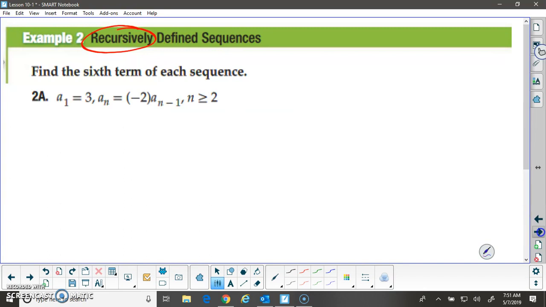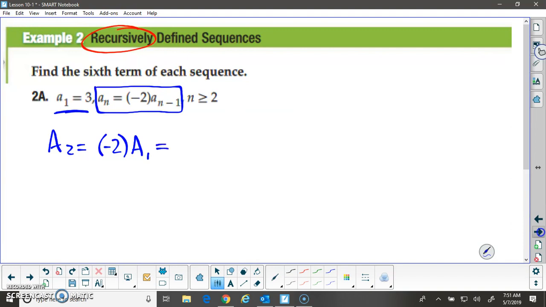Okay, so this formula is going to be a little bit different than the ones I showed you in the previous examples. The directions here say find the 6th term of each sequence. It gives us the first term as 3, and then this formula right here is an explicit formula. Sorry, it's a recursive formula, which means you have to use the previous term. Okay, so we're going to start off by finding the second term by using the first term. So if we take -2 times the first term, that would give us -6. Now to find the third term, we're going to take -2 times the second term, and that would give us +12.